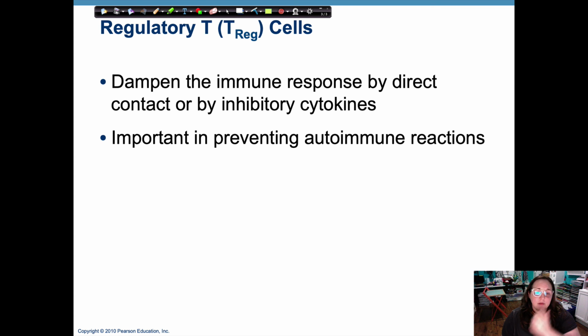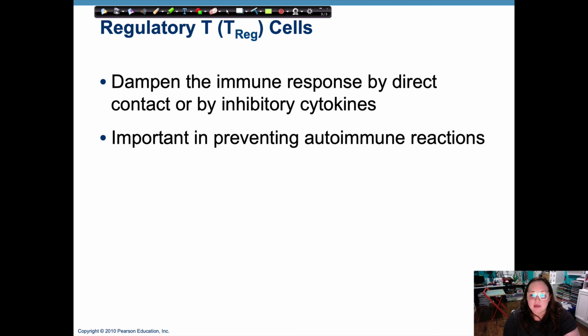And this is really important because it prevents autoimmune reactions in the body. Sometimes our immune system doesn't do what it's supposed to do, and we get diseases like vitiligo or MS. MS is the disease in which the body attacks the myelin sheath, right, surrounding the neurons. And that's really bad because it slows down motor control.